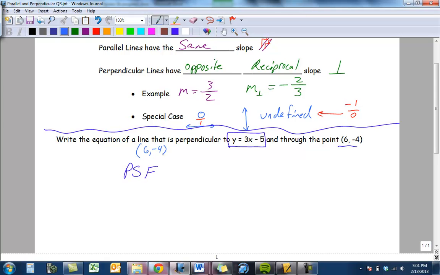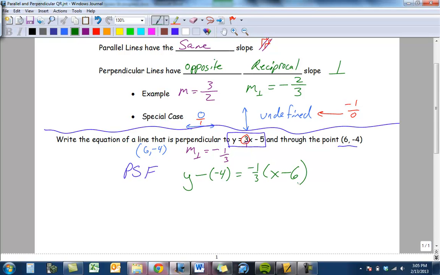And we need a slope. Now, the slope of this line here is 3. So that means the slope of the perpendicular would be negative, and the reciprocal of 3 is 1/3. So we got our point, we got our slope, put it in point-slope form. Y minus -4 equals slope, -1/3, x minus 6. There's point-slope form.